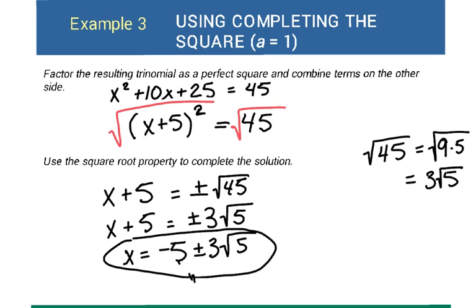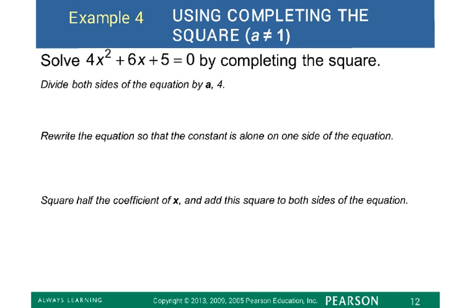Now we're going to do another example. So let's keep going. This is completing the square when a is not equal to 1. So our coefficient on our x squared term is not 1. It's something else other than 1. The first step we're going to do is divide both sides of the equation by our value of a, which is 4 in this case.